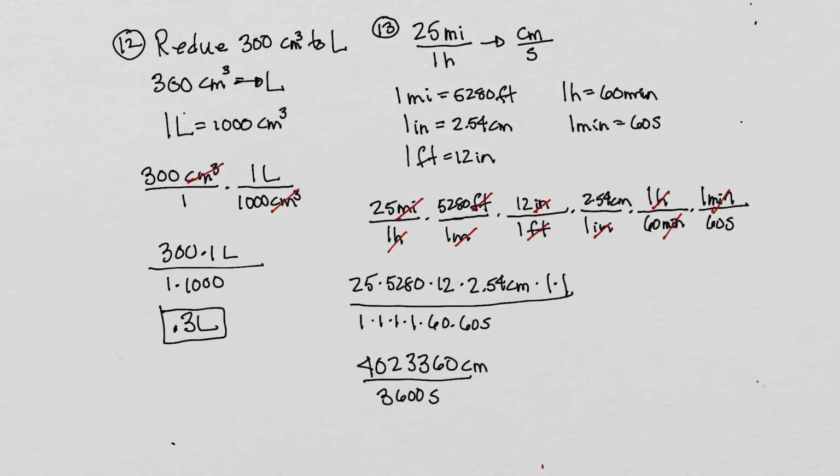Now, making this division on my calculator, 4023360 divided by 3600. Here's what I got: 1117.6 centimeters per second. So apparently, if you're traveling at 25 miles an hour, you're going at about this number of centimeters per second.